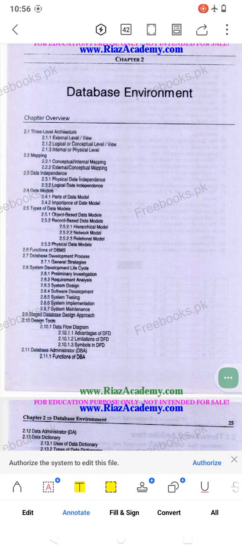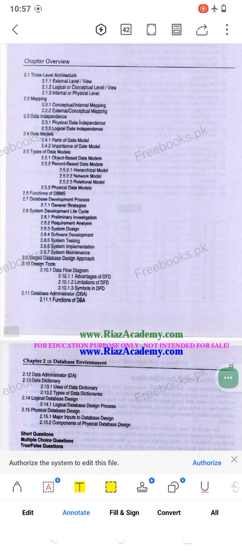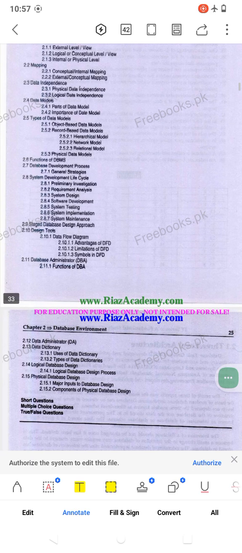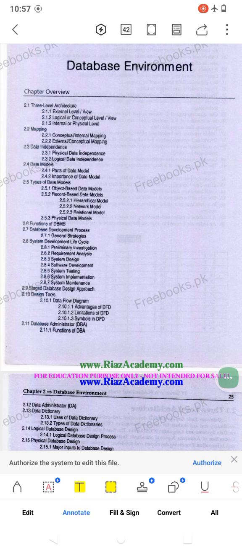In chapter 2 we have already discussed the three level architecture in detail. This topic is available in the recorded lecture, and we also discussed it physically. What are the three level architecture, mapping, data independence, and data models? The type of data model is basically the emergence of data model topic. So up to 2.5, we already covered these topics deeply.